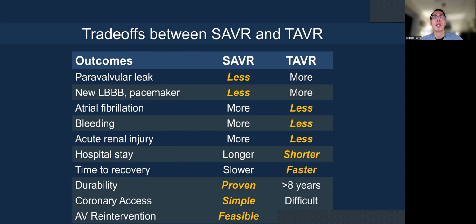You can see that here, while SAVR has less paravalvular leak and less conduction system disorder, TAVR does offer the benefit of less AFib, bleeding, or acute renal injury, faster recovery, and shorter hospital stay. However, the durability may still be somewhat uncertain beyond perhaps 10 years. Coronary access and aortic valve intervention might be more challenging with TAVR.